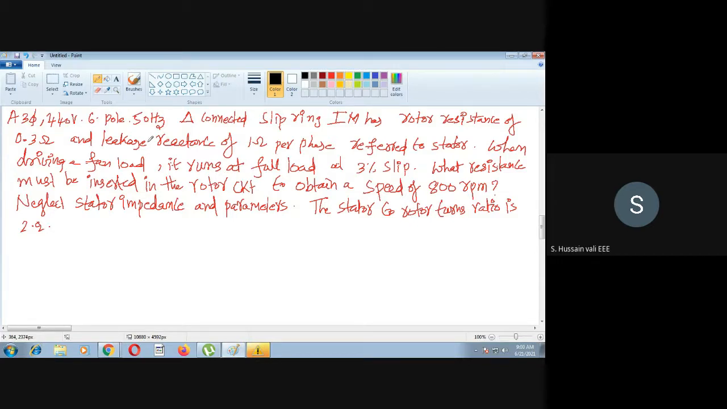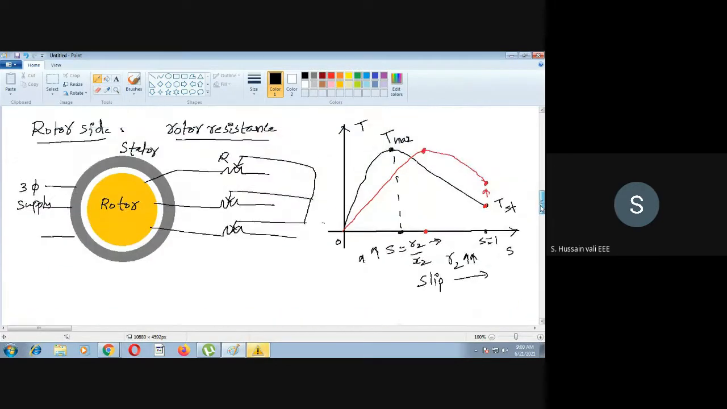Based on the data he has given, we'll go ahead. He has said that the stator impedance and the stator side parameters are neglected, so we will take it like that only. So how to go ahead? I will copy this picture here, which I think is a suitable picture for us right now.